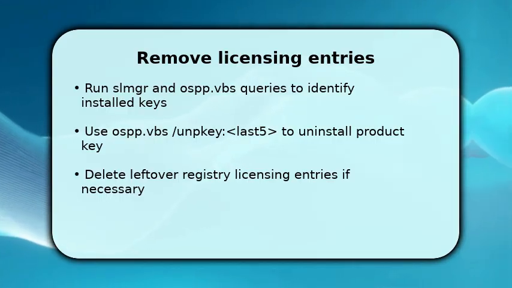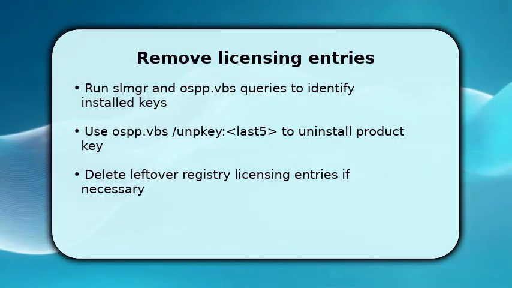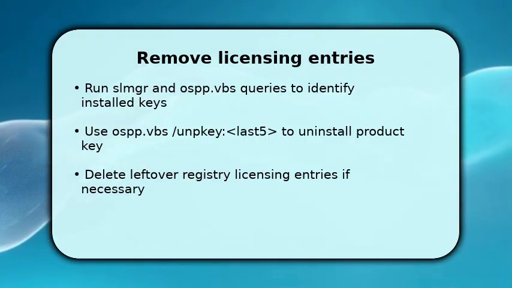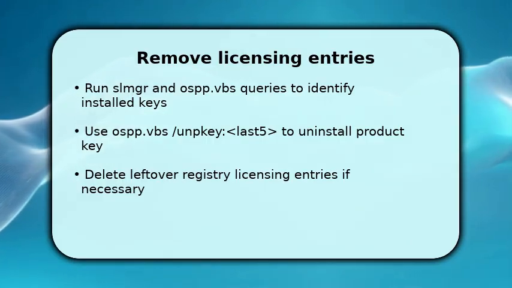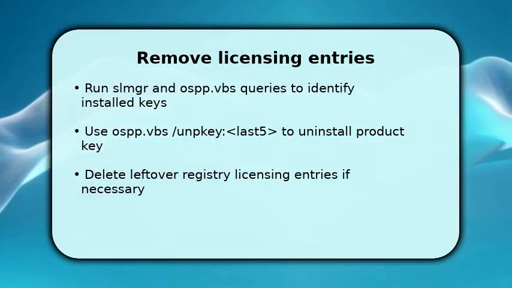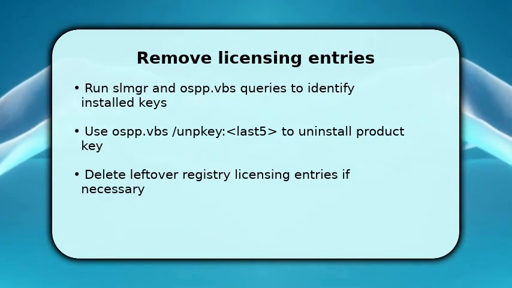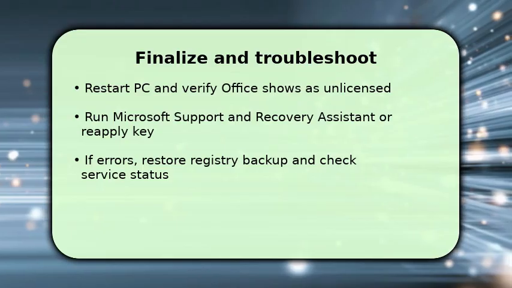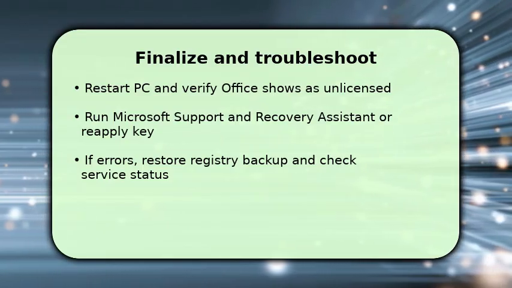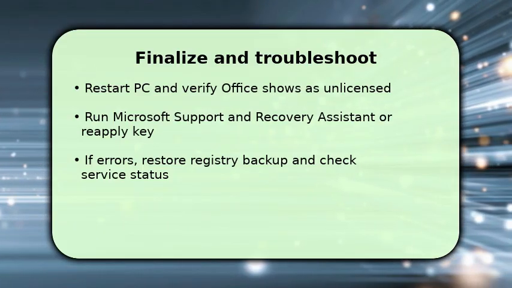Then execute OSP.VBS /unpkey:last5 to uninstall that specific product key. Repeat for multiple keys. If activation persists, carefully remove related licensing registry entries you backed up earlier. Make sure to stop Office-related services first, and after deletion, restart the machine to clear cached activation tokens before attempting reactivation or installation. Finish by restarting the PC and opening an Office app to confirm it now shows as unlicensed or prompts for a product key.